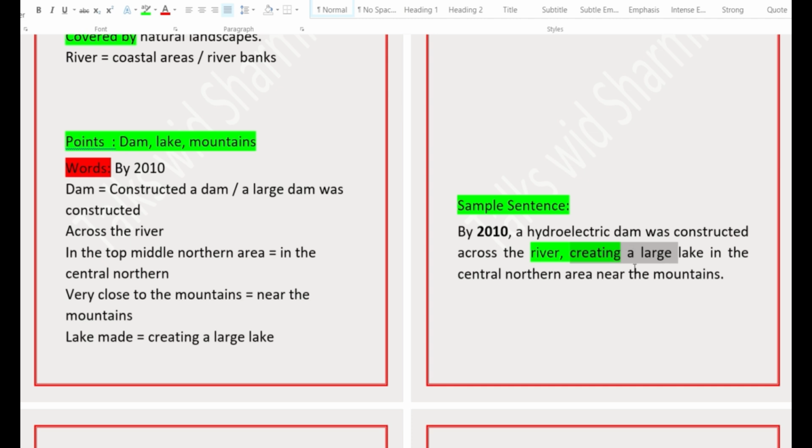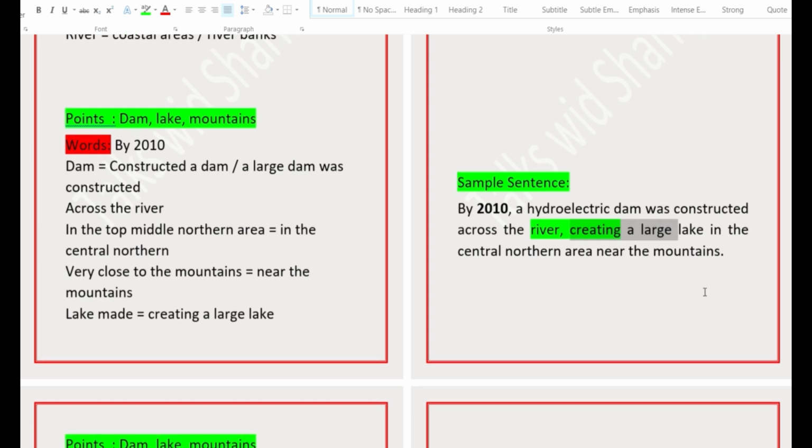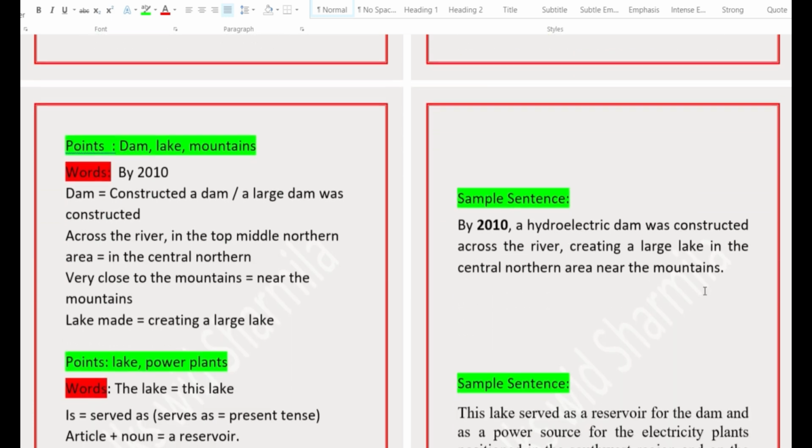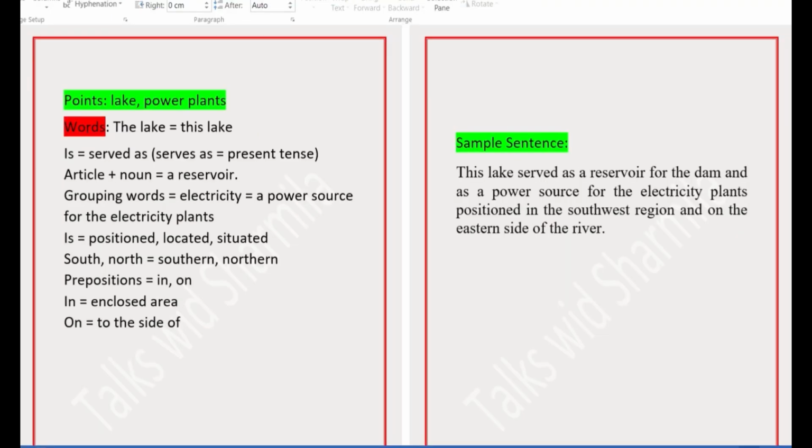Focus on these minute aspects, children. Learn and focus that you are using it in your answers. Now, the second point again. So, to the other side of the page, we are going to write about the dam. Another point is we are going to write about the lake and the power plants.